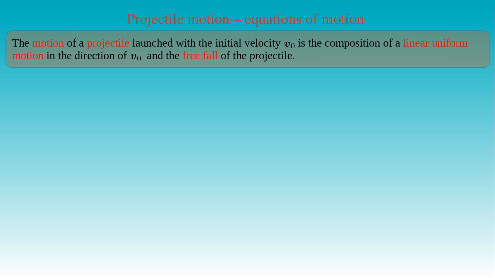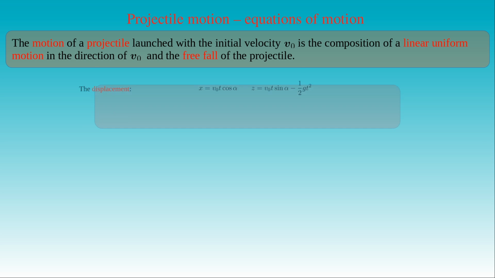Now we formulate the composition principle used to determine the displacement of a projectile launched in an arbitrary direction, and we also elaborate its equations of motion. The motion of a projectile launched with the initial velocity v0 is the composition of a linear uniform motion in the direction of v0 and the free fall of the projectile. The equations of motion for the projectile are the following.